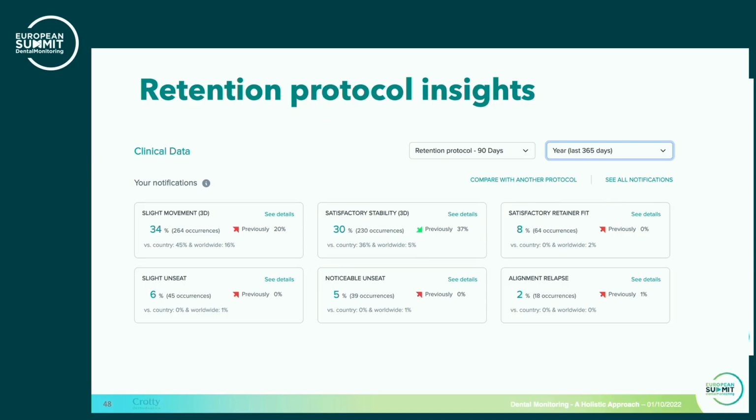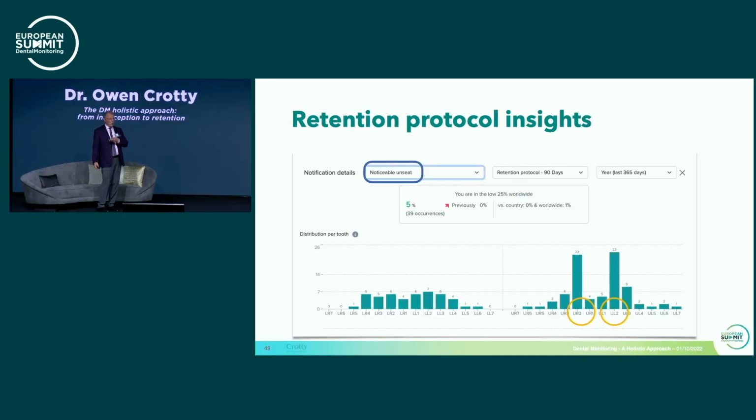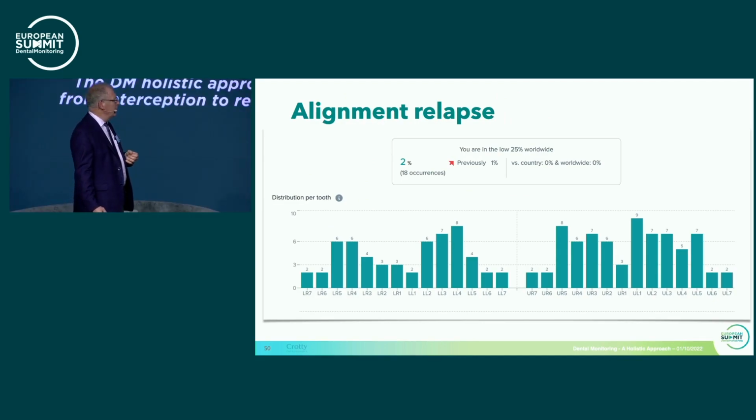If we look at our retention protocol, what's happening here, the slight movements, the stability, you can change the time interval for it. So you can get a much better idea as to what is happening and what happens in your hands. And if you look at the noticeable on seats, again, the lateral incisors, even in retainers, are the noticeable on seats. Even when there's supposed to be no active movement going on, they're the ones that are most likely to unseat. And then settling of the teeth. How much movement is going on? Now, again, it's only 2%. It's only 18 occurrences. But this is early on.